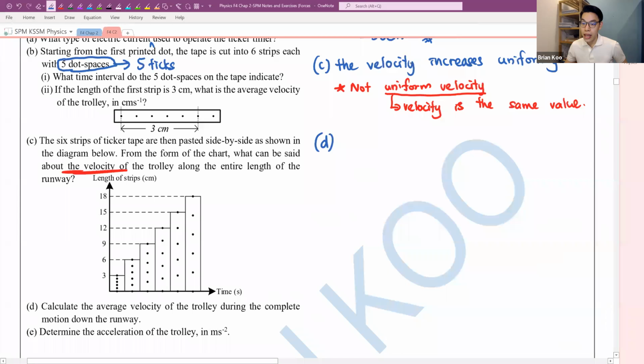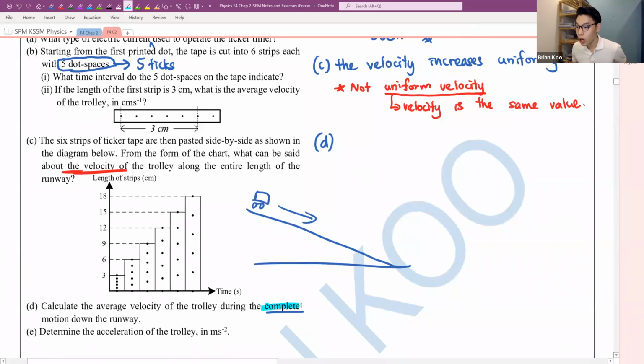All right, D: calculate the average velocity of the trolley during the complete motion down the runway. Okay, maybe I can add one more word for this question so that it becomes more clear. Average velocity during the complete motion down the runway. That means they want the entire journey. So maybe you can highlight now: complete motion down the runway means the entire journey. Okay, don't get confused now.